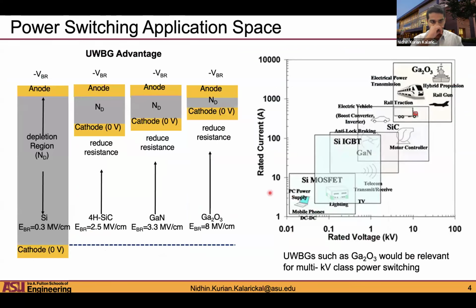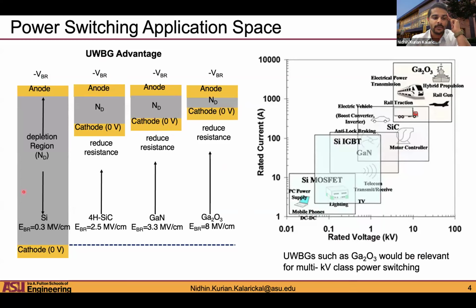Okay. So the primary application for many of these ultrawide bandgap semiconductors, including gallium oxide, is in power switching or power electronics applications. So on the left, I have a schematic to easily understand what is the real advantage of using ultrawide bandgap semiconductors.